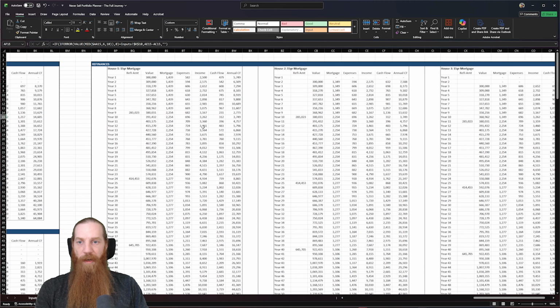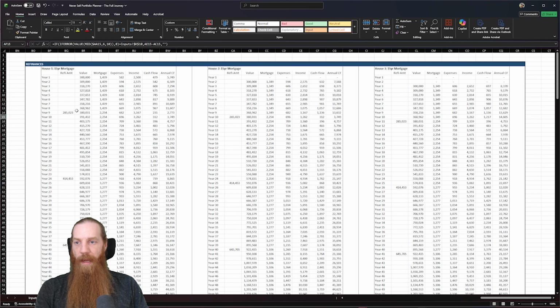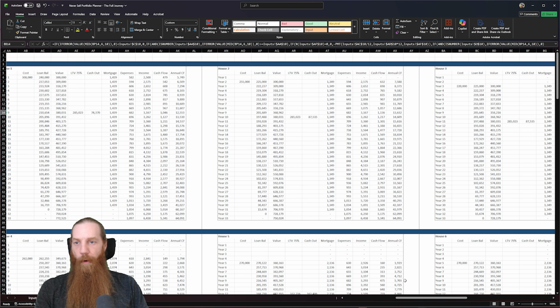Okay, we'll go over that in just a minute, but you can see in the refinance tables, it does show you what your payment changes to with the refinance. Okay, we'll go over that in more detail in just a second though. I want to finish this first.